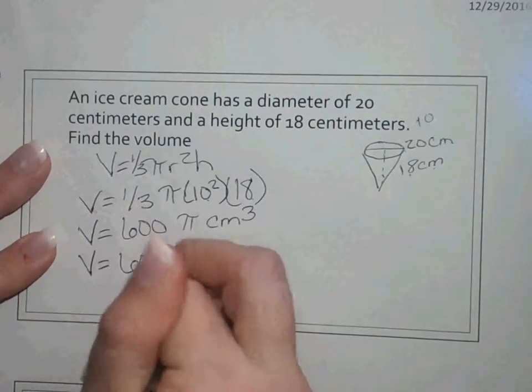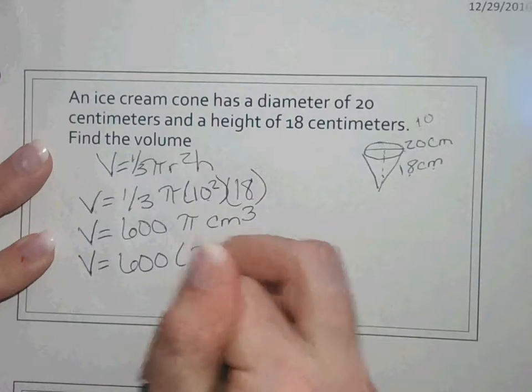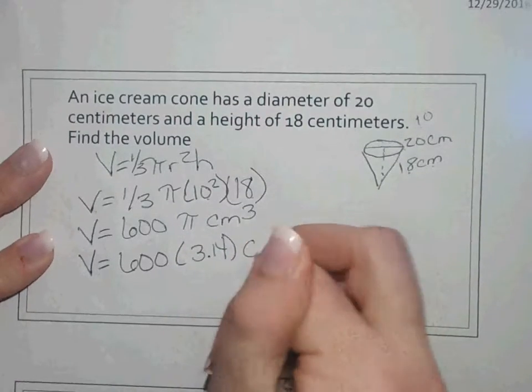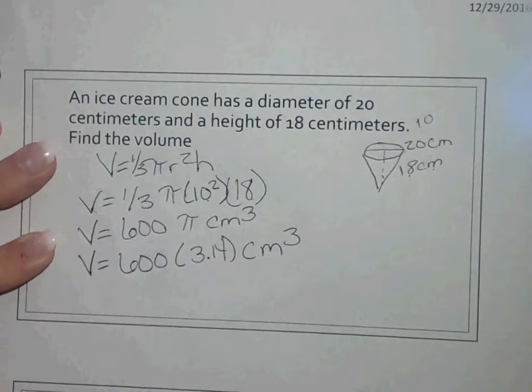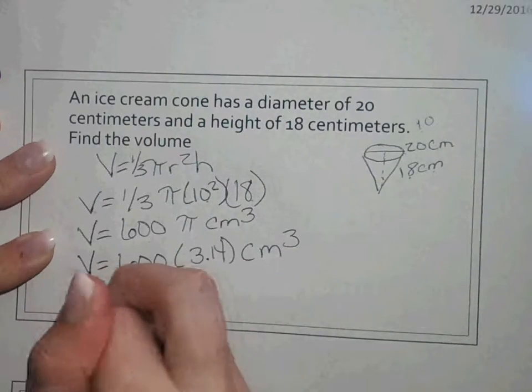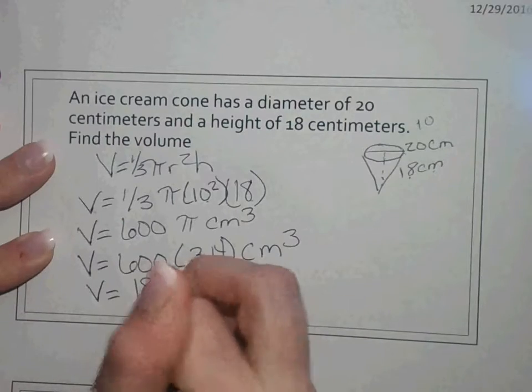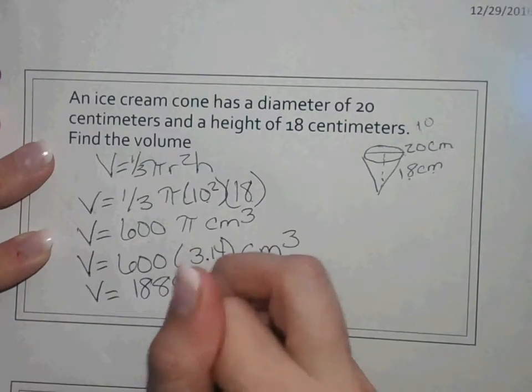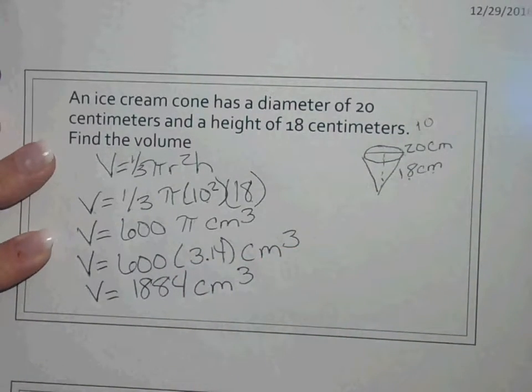And if they do want the approximate, we just replace pi with 3.14, and I do get 1,884 centimeters cubed.